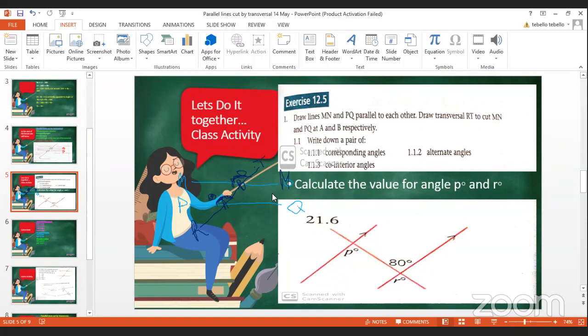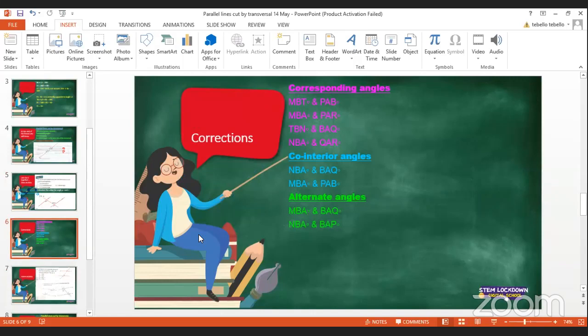So let's do the second pair. The second pair must be an angle that is somewhere right here and right here. It's opposite to this one. So our second one will be NBA and PAB. You can see that, guys, right? Okay, so we'll have MBA and BAQ. The second one will be NBA and BAP.